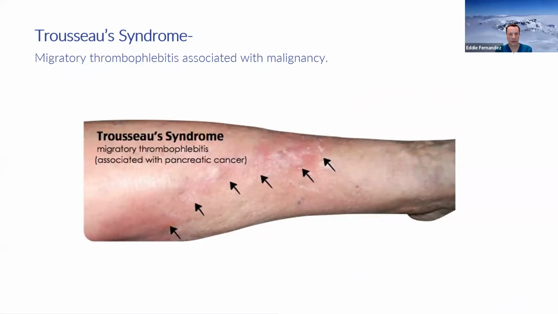Then there's Trousseau's disease. Trousseau's disease is a migratory thrombophlebitis that is associated with malignancy. The key part here is migratory. These patients will have this progressive migration of thrombus up their limb. And unfortunately, it is most commonly associated with pancreatic cancer. So these patients already have a very poor prognosis from their cancer, and then they have these other additional complications.